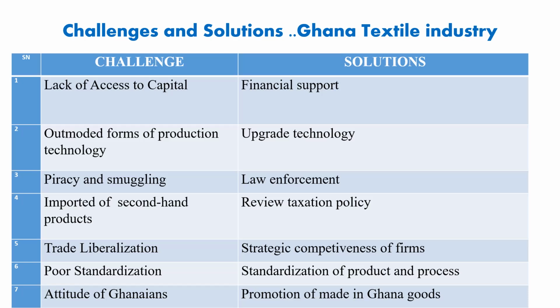Attitude of Ghanaians is also another. We are not proud of our own products. So how can we solve these problems? The financial institutions need to support our industry. Technology, we need to upgrade it. Outmoded machines, we need to replace them.